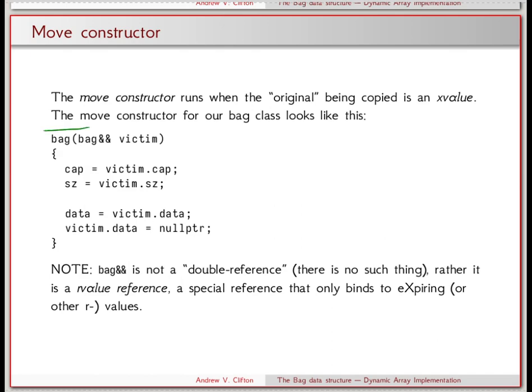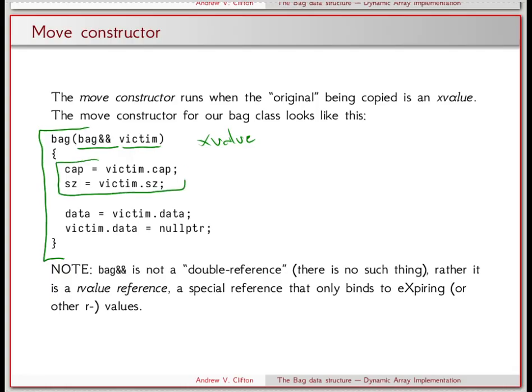So our move constructor would handle that situation, and it looks like this. This little fancy thing here says that we are interested in the situation where this object is going to be destroyed. It's an X value, an expiring value. So whenever we see that we're copying something, but it's going to be destroyed, run this code instead of the original copy constructor.